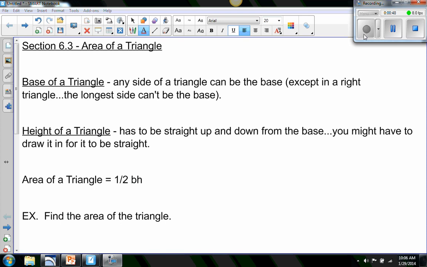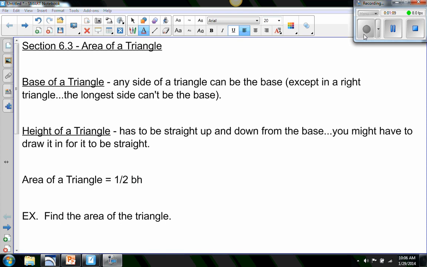The height of a triangle, it's just like the parallelograms where it has to be straight up and down. You can't use the slanted sides for the height of a triangle. Depending what kind of problem it is, you might have to actually sketch in a straight line to find the height if it's all slanted. But again, we'll deal with that when it happens.